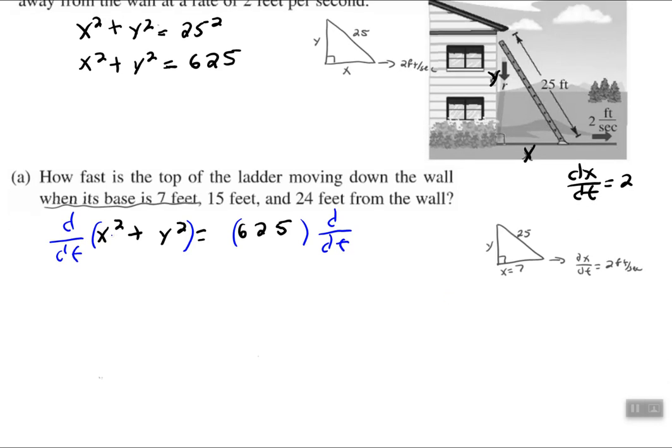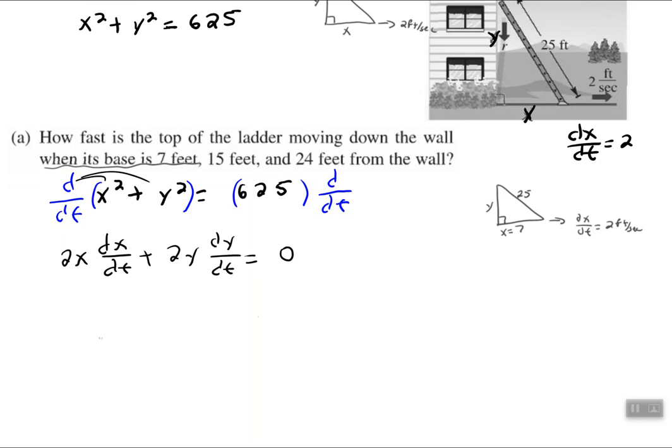Okay, so derivative of x squared with respect to time, the variables are different, so I have to use the chain rule. So we have 2x, and then the derivative of x with respect to t is dx/dt. Same thing with the y squared, 2y, and the derivative of y with respect to t is dy/dt. And then the derivative of this constant is 0.